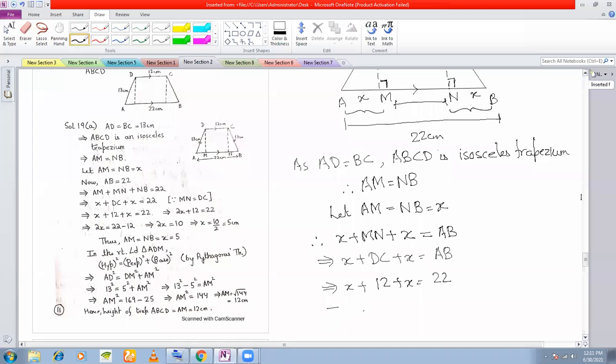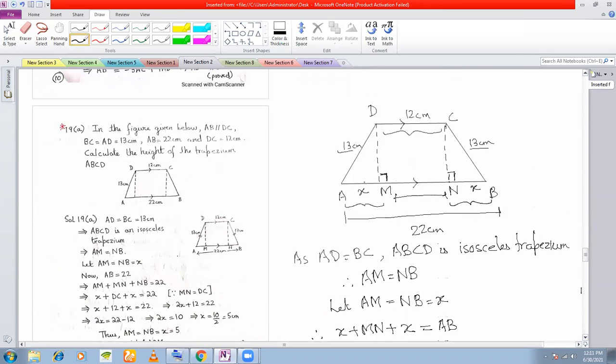So you get an equation here: 2X plus 12 is equal to 22. That means 2X is equal to 22 minus 12, so 2X is equal to 10. That means X is equal to 5 centimeters. So you have got this length as 5 centimeters, and this length as 5 centimeters.